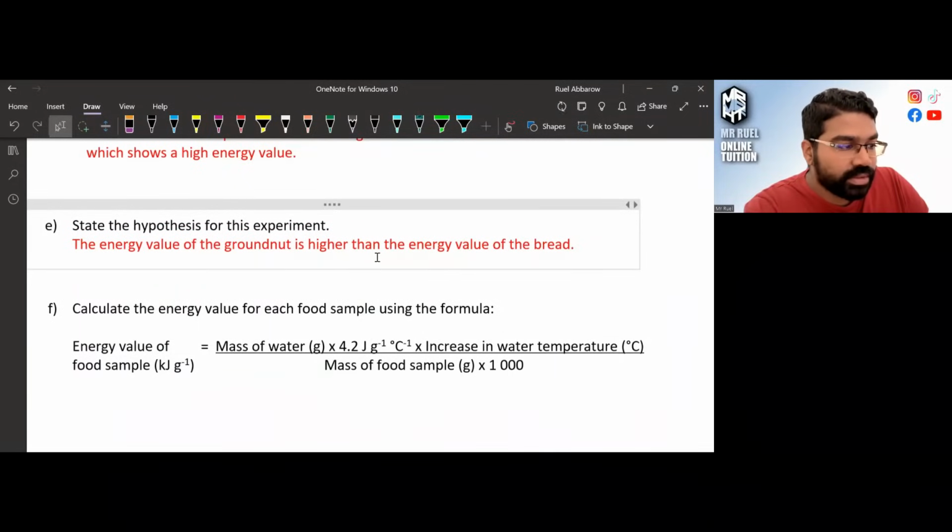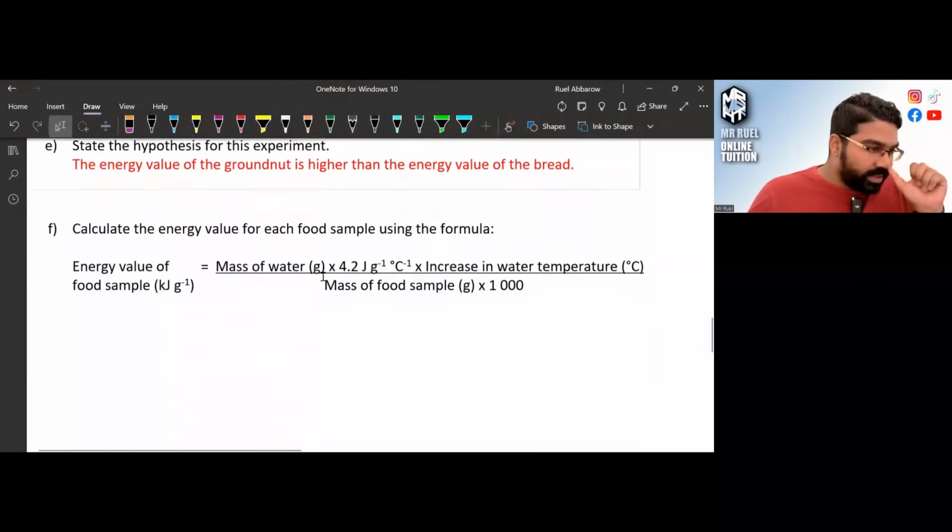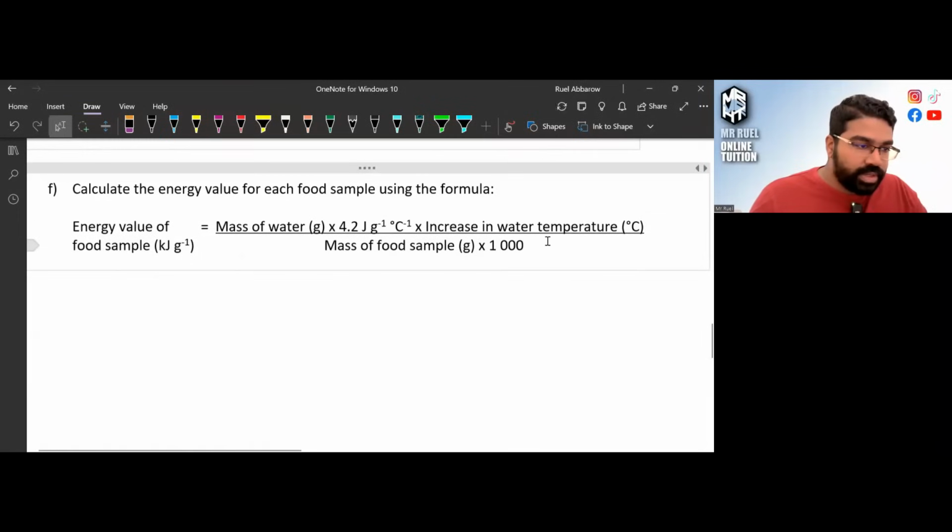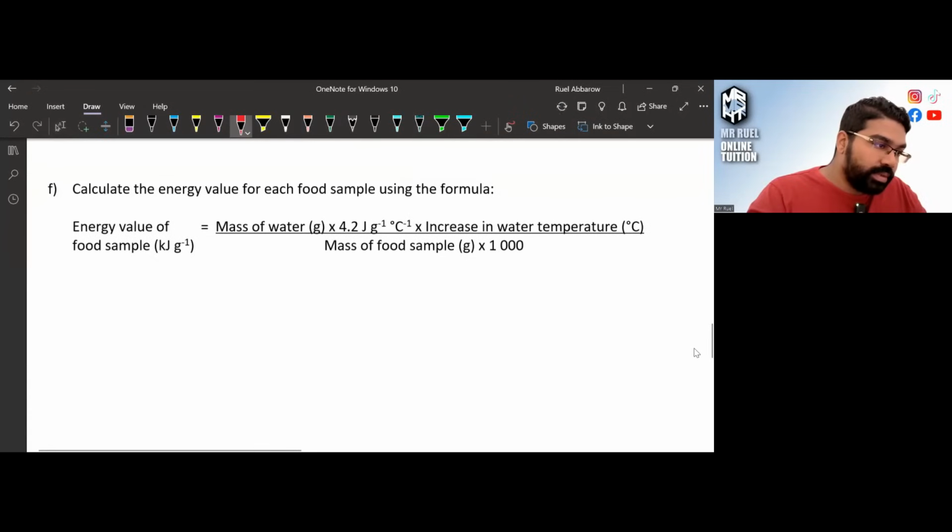Okay, that's the hypothesis. Now let me explain this calculation to you. This is the formula, like I said, it should be given to you. But anyway, it's not too difficult to memorize. You learn your physics: what we have is mc delta theta. So this is actually Q. mc delta theta divided by the mass of food sample in grams.